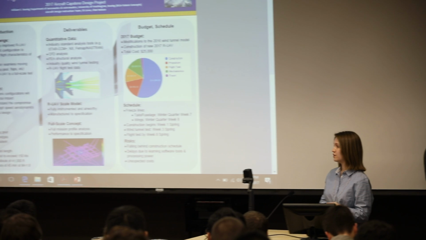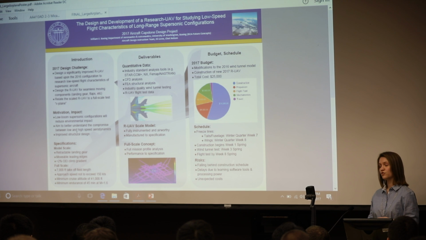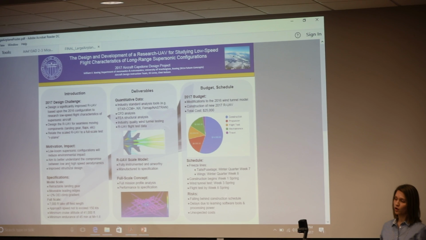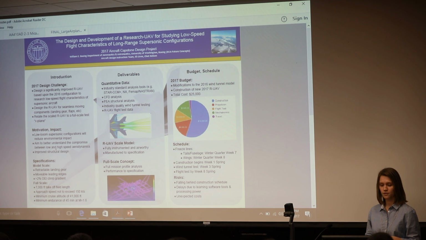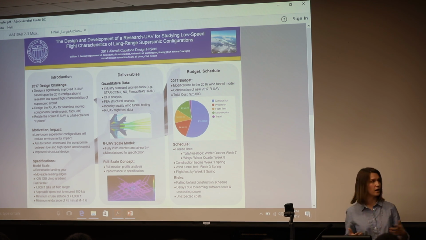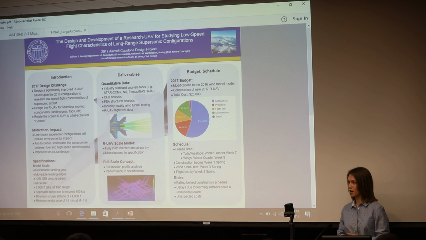So the motivation and impact for this project: low boom supersonic configurations are one of the big limiting factors of supersonic aircraft nowadays, due to regulations preventing supersonic booms over the continental United States. And so we're hoping to look a little bit into that, and gain a better understanding of what constitutes a low boom supersonic aircraft. We are also looking to better understand the compromise between high speed and low speed aerodynamics. For example, a configuration that does well in the supersonic regime does poorly in the low speed regime. Supersonics require low wingspan and high sweep, but in the subsonic regime we need the exact opposite.